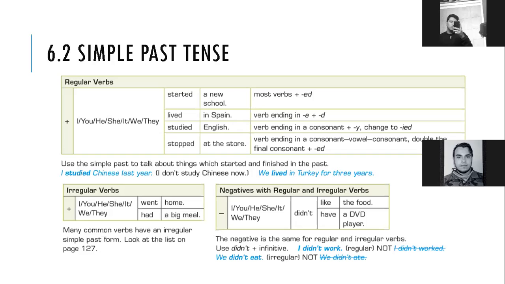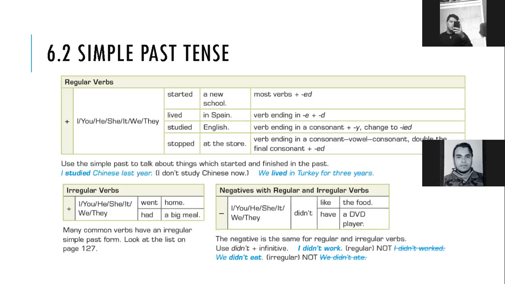Negatives. ¿Cómo serían los negativos? Para hacer cualquier oración negativa, ya sea regular o irregular, voy a necesitar el auxiliar didn't. Y el verbo va a regresar a su forma base. I didn't like the food. We didn't have a DVD player. The negative is the same for regular and irregular verbs. Use didn't plus the infinitive form of the verb.